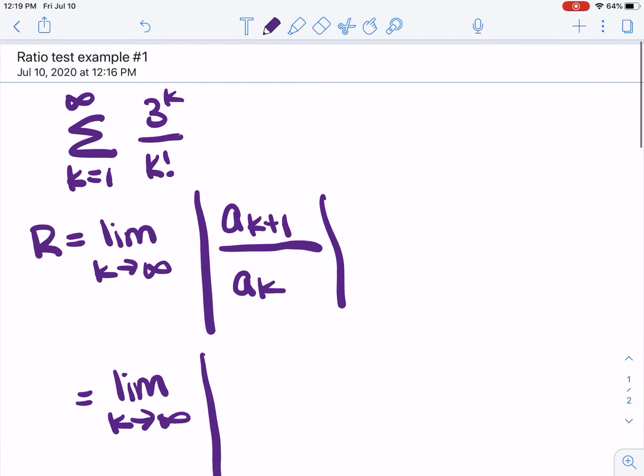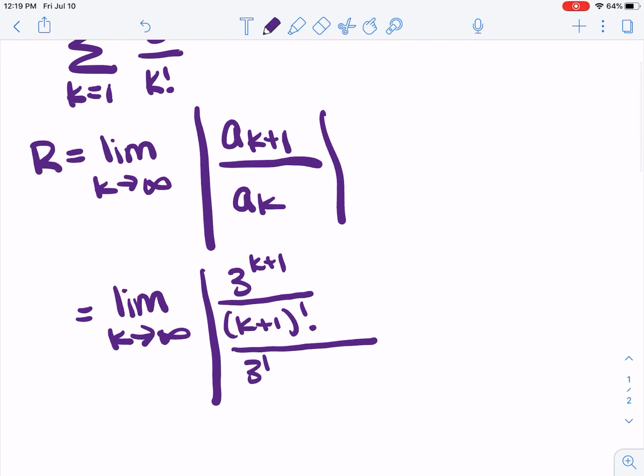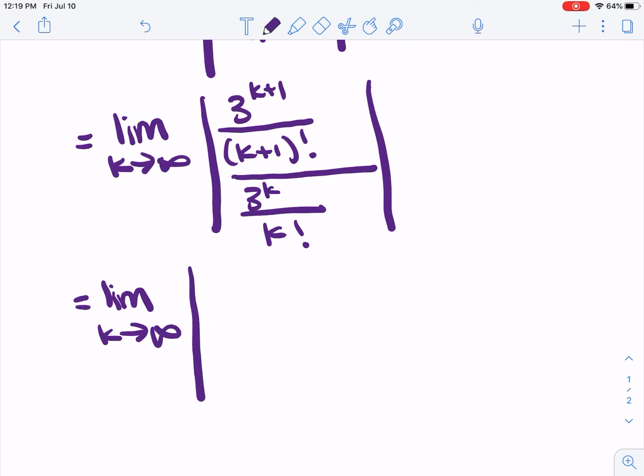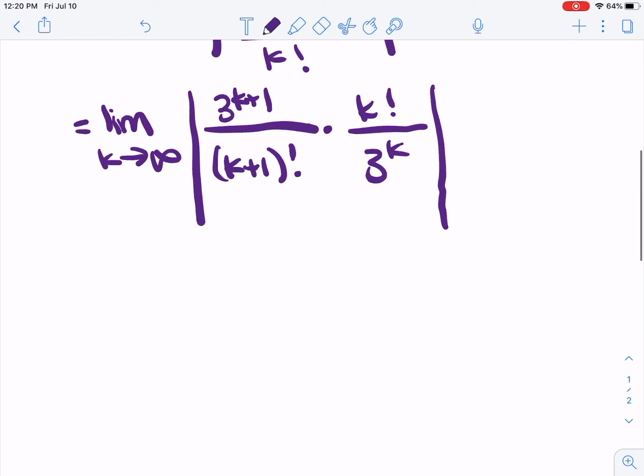So what is that? A sub k plus 1 is 3 to the k plus 1 over k plus 1 factorial. And a sub k is 3 to the k over k factorial. So that's our ratio. This is the limit as k approaches infinity of, it's a division of fractions. So we multiply by the reciprocal. And we do a lot of cancellation stuff. So now we're going to cancel things.